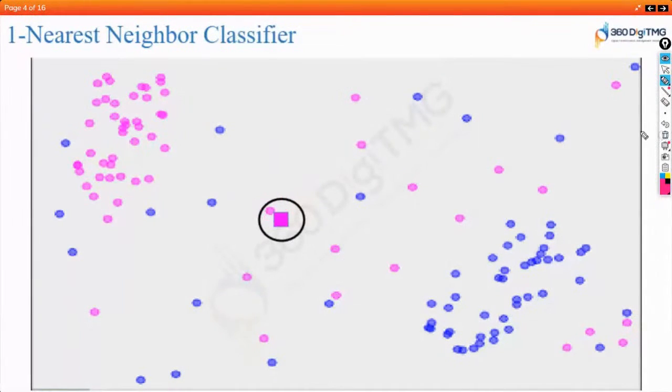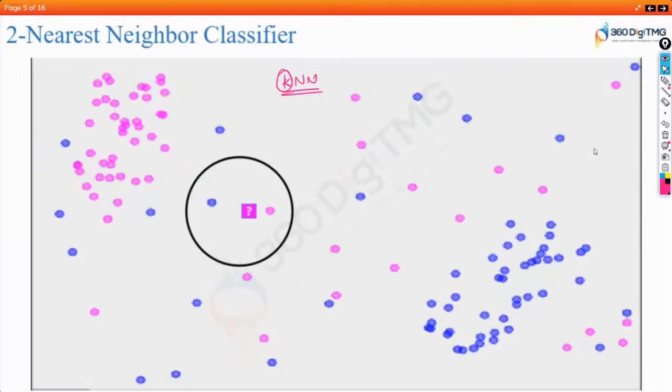But again, why should I take only one? It could be an exceptional case, or it could be just by chance this record is closer to this record. By chance it might be there, right? So we have to try with different K values. And that is what we call the KNN method. So this K has to be altered. We keep trying with different K values.